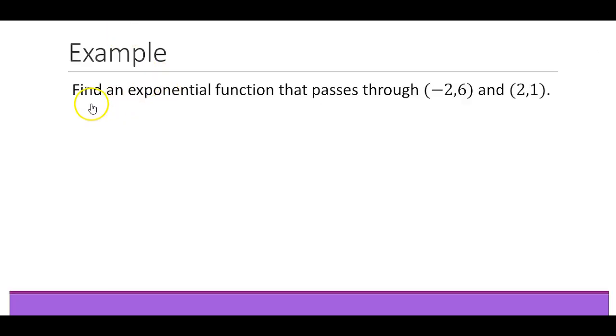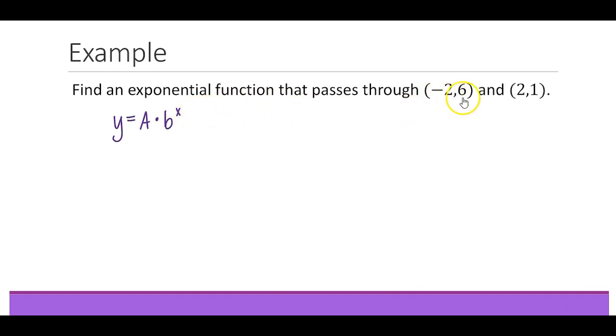Now in this example, we want to find an exponential function that passes through (-2, 6) and (2, 1). So we have 2 coordinate points, and we want to find an exponential function that passes through those 2 points. So we'll start by remembering what the general form of an exponential function is, a times b to the x.